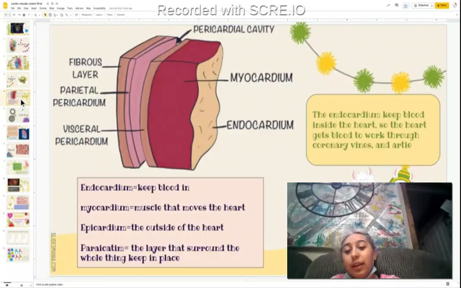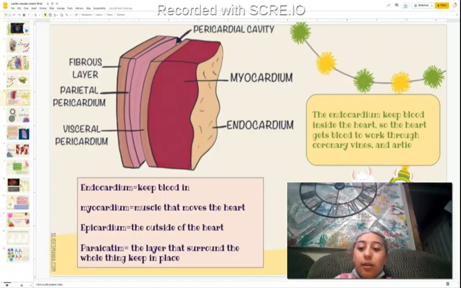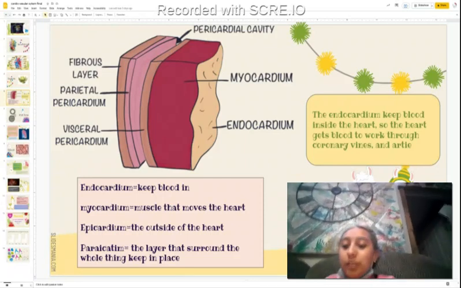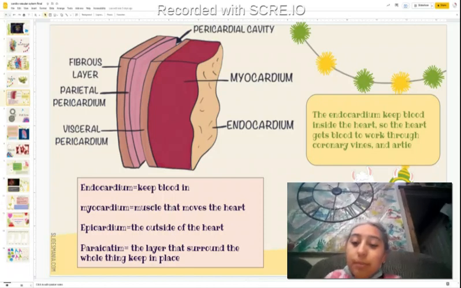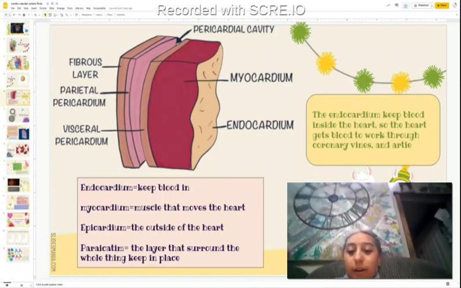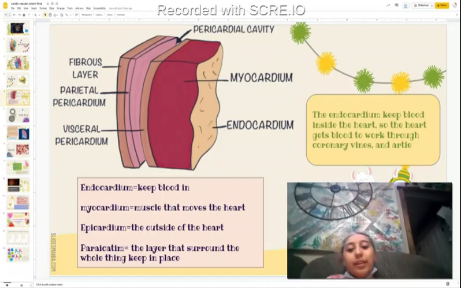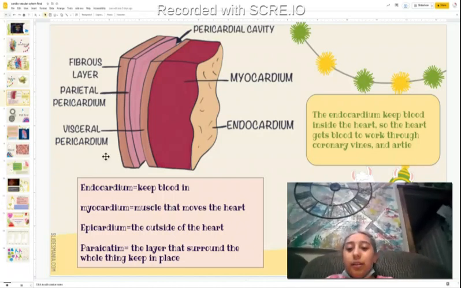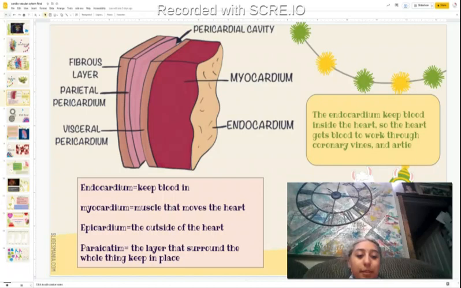It also has layers on the outside, the heart wall, and the heart wall has 3 layers, which include the endocardium, which keeps blood inside. It gives you a watertight seal. The myocardium, which is the muscle of the whole heart, and it keeps the heart moving. The epicardium, which is on the outside of the heart, it's just the outside layer. And the pericardium, which is a layer that surrounds the whole heart and keeps it in place.